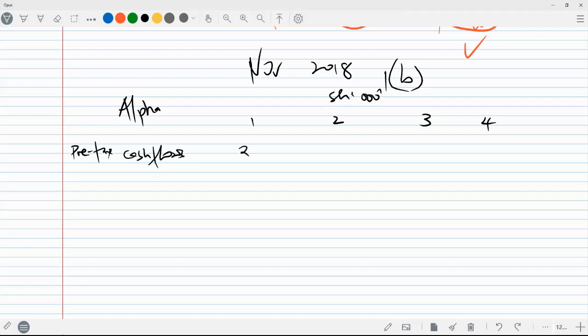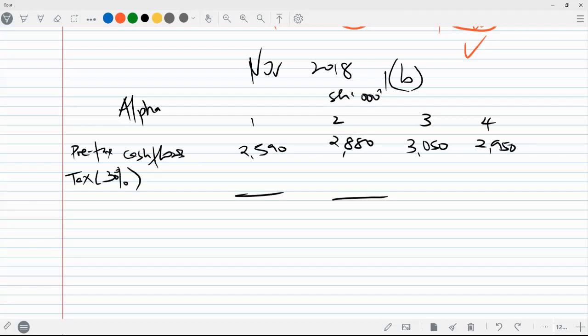Year 1 pre-tax cash flow is equal to 2590, 2880, 3050, and you have 2950. We pay tax, of course, 30% of it. Year 1, year 2, year 3, year 4.